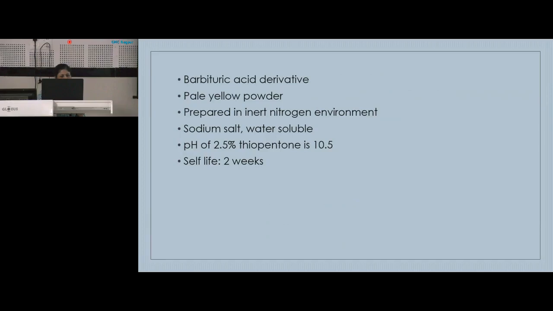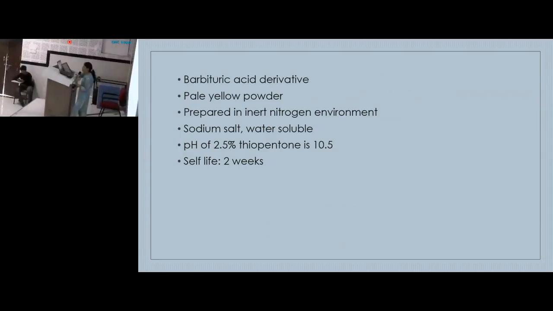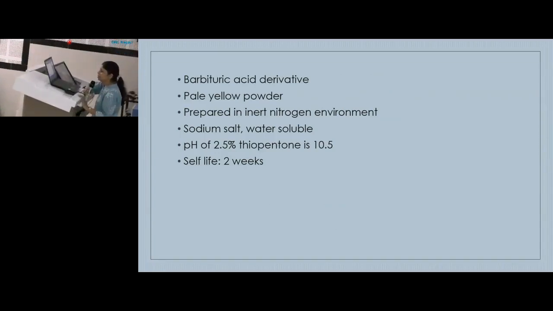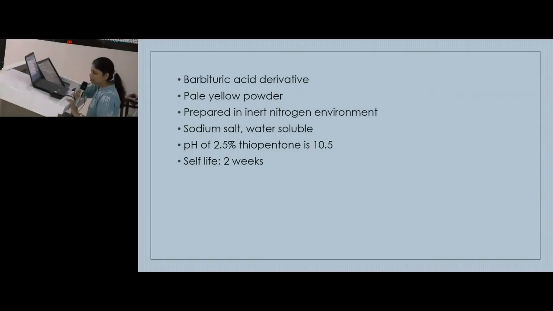It comes as pale yellow powder and it is prepared in an inert nitrogen environment. It is available as sodium salt, which is water soluble. To prepare it, you mix it with 20 ml of normal saline and you prepare a 2.5% solution. The pH of a 2.5% solution of thiopentone is 10.5, so it's an alkaline drug. Once prepared, you can use it for 2 weeks.